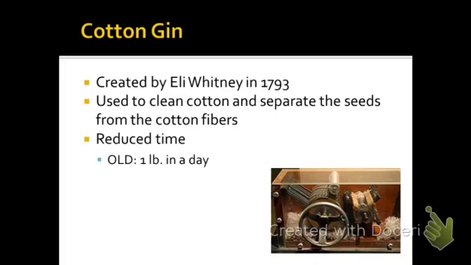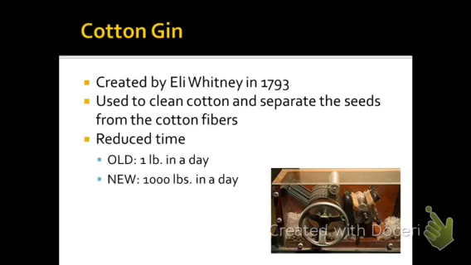5 pounds? 15 pounds? 30 pounds? 10 pounds? 25? 100? That's what I was saying. 50? 200. 1,000. In one day, we go from cleaning 1 pound of cotton to now having 1,000 pounds of cotton. Would you say that's a pretty good improvement?